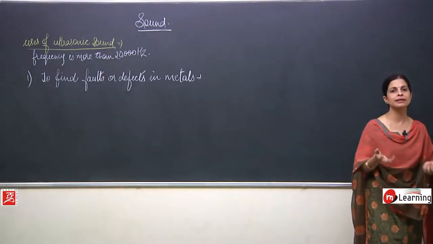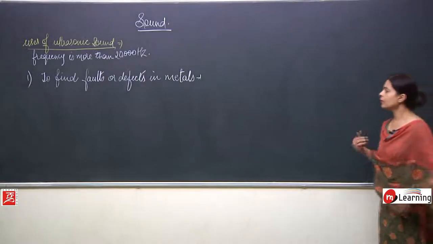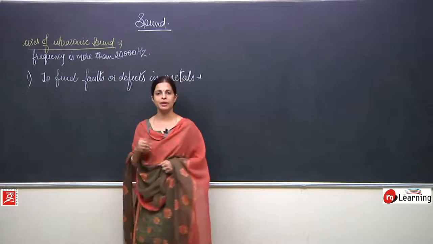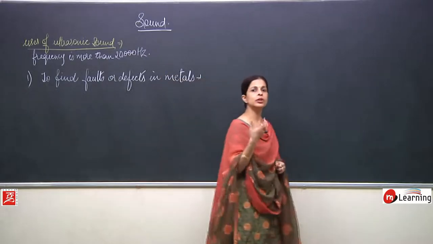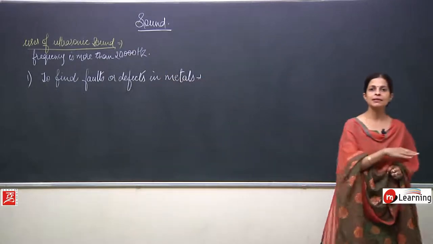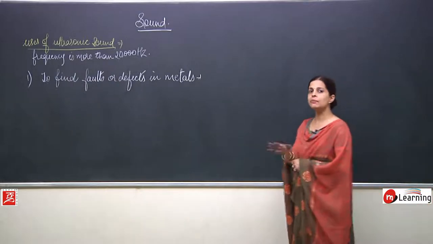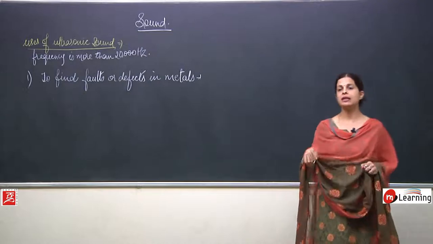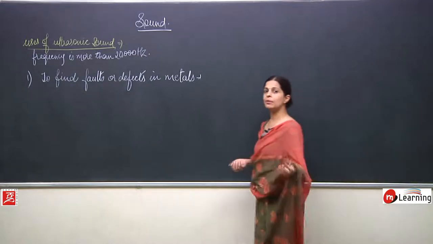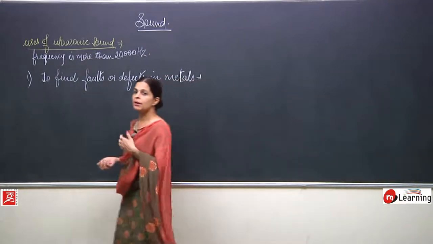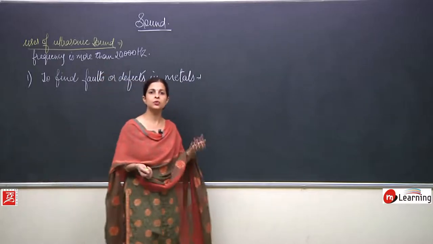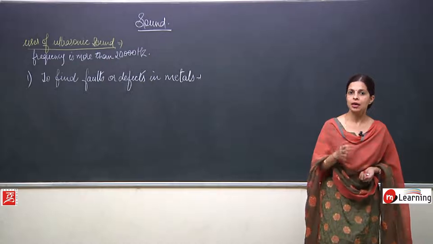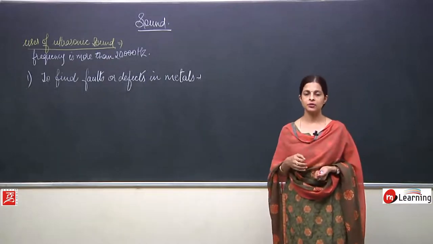Now what is this about? When we talk about metals, it can be iron, aluminium, any kind of metal. Now we all know the uses of metals, isn't it? Metals are used at a number of places, maybe bridges, boxes, machineries, cupboards, different articles, buildings. There are a number of uses of metals. Now where do we use ultrasonic sound?